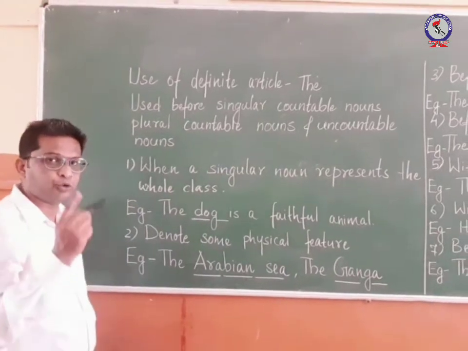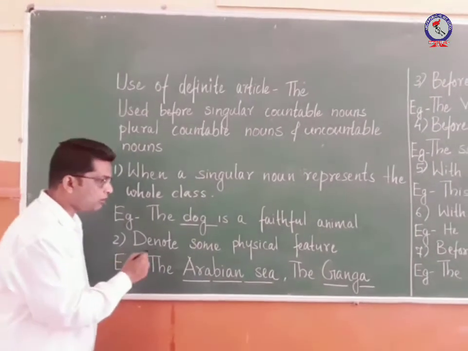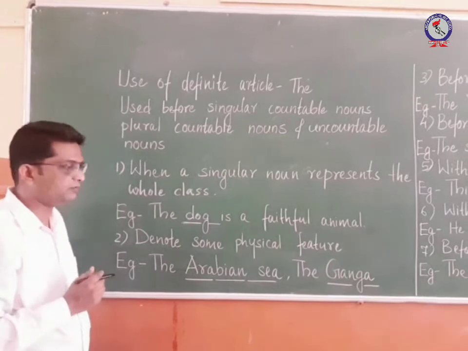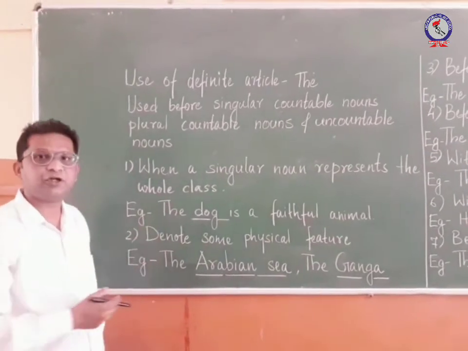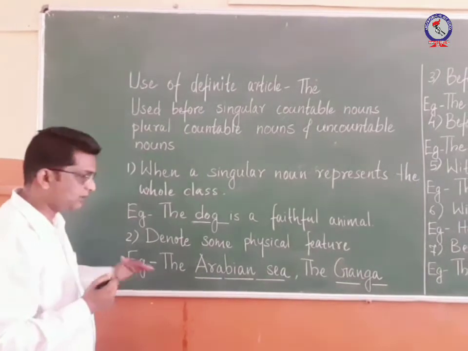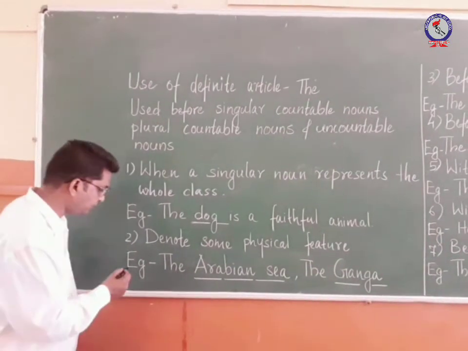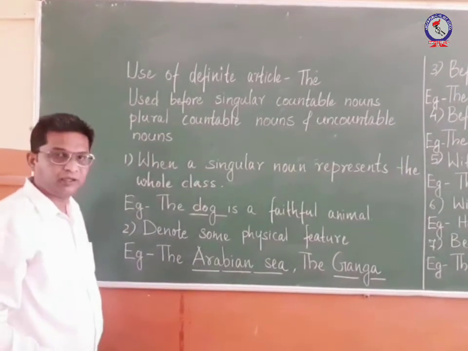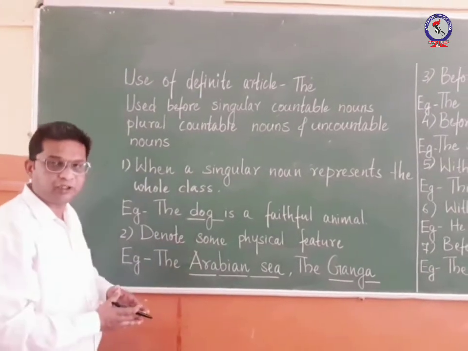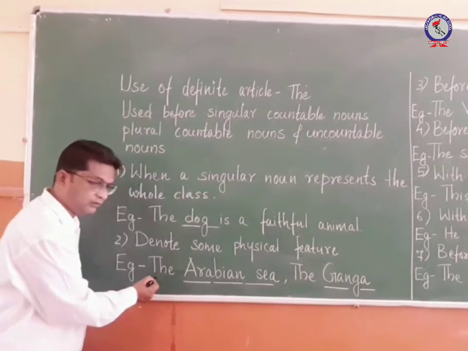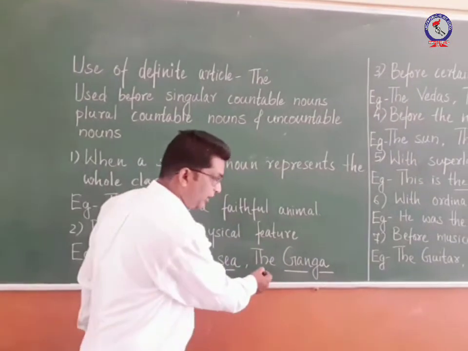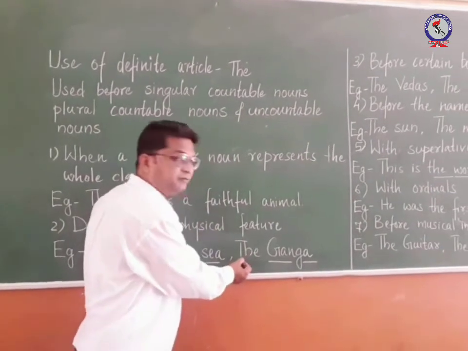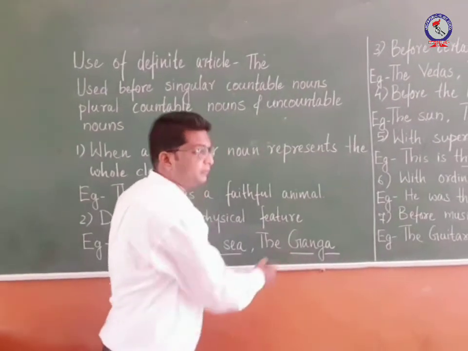Condition number 2, when we will use the, is to denote physical features. When we are denoting some physical features, geographical features, we will apply the before them. Likewise, we have the example, the Arabian Sea. It is a sea, it is a physical feature of earth. So we will put the before it. Ganga, it's a river, it is a physical feature. So we will put the before Ganga, the Ganga.